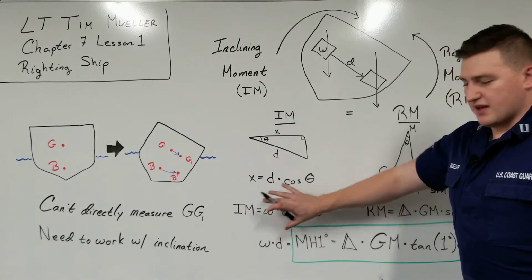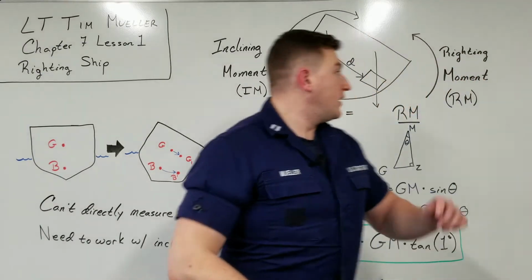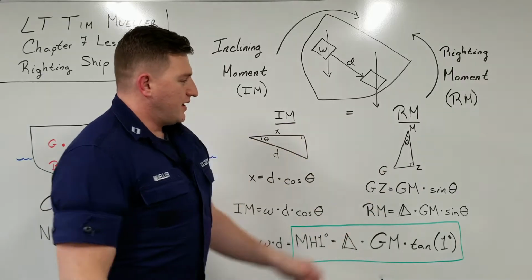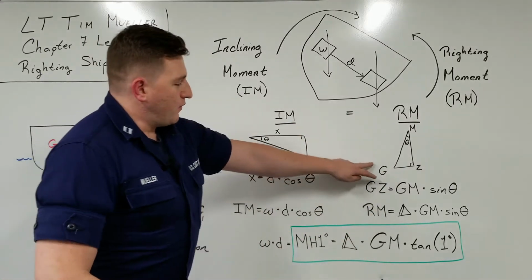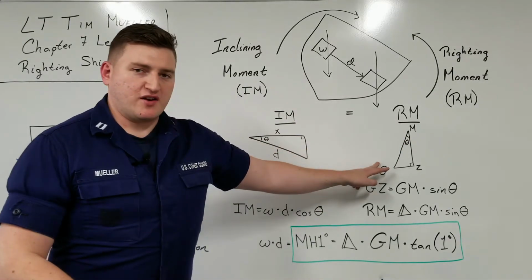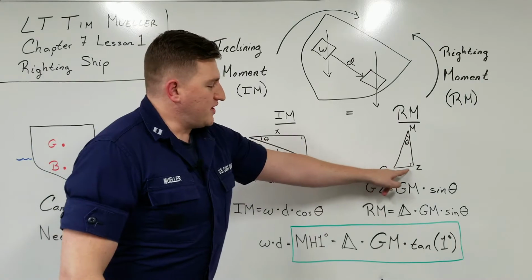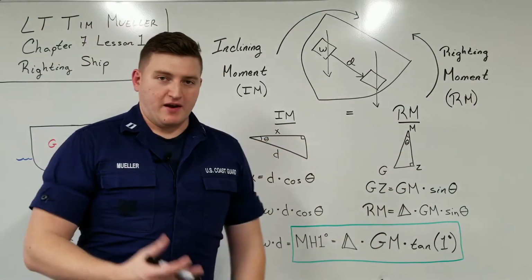Now let's take this and just put it off to the side a little bit. Now let's evaluate the righting moment. If we take the righting moment, we can draw another triangle, and this is one that we've seen way back in Chapter 1 and Chapter 2. We have GM, which is our metacentric height, the distance from G up to M, GZ being our righting arm, and theta being our angle of inclination.